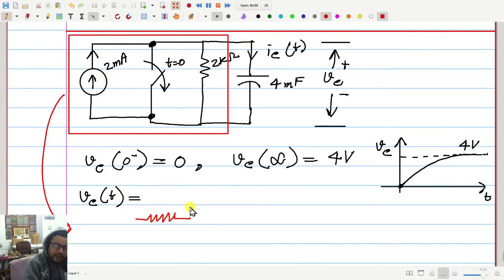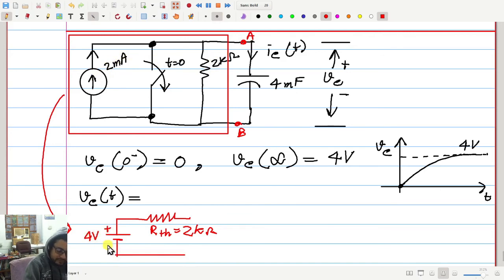In fact, you can also use directly the equivalence between a practical voltage and current source. So you will get RTH equal to the resistance between terminal A and terminal B, which is 2 kilo ohm in parallel with infinite resistance. That means 2 kilo ohm. And how much is the open circuit voltage or Thevenin voltage? 4 volts. That is 2 kilo ohm multiplied by 2 milliampere, 4 volt. So this is the Thevenin equivalent.